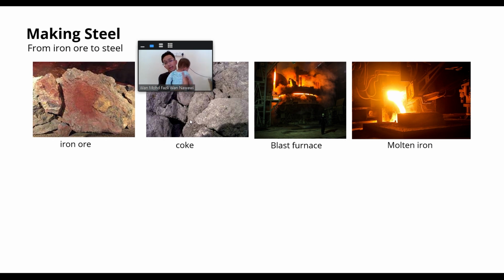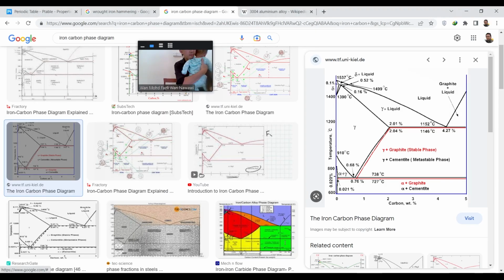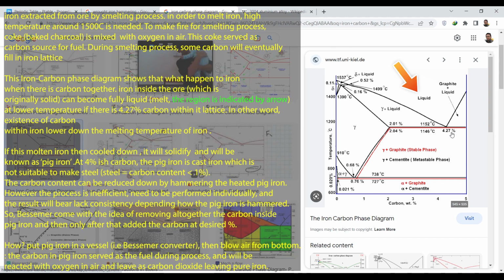So the carbon inside the coke not only helps to fuel the furnace, but also reduces the melting point of the iron, as you can see from this phase diagram. When the amount of carbon is around 4%, it will lower the melting point of the iron. So the coke that they use as a fuel also acts to lower the melting point of the iron, so that you can melt the iron at a lower temperature.